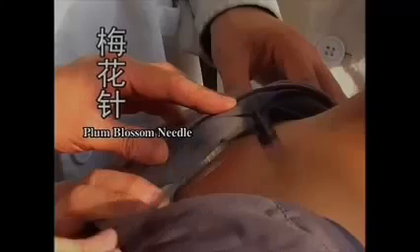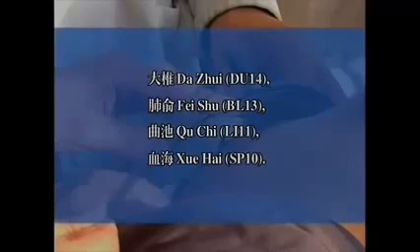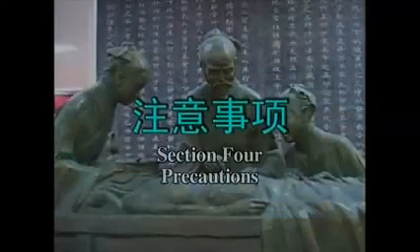3. Plum blossom needle. Select the points DU 14, bladder 13, large intestine 11, and spleen 10. Method: first tap with a plum blossom needle until the skin turns red or bleeds slightly. Follow with cupping of the area for 5 to 10 minutes. Treat twice per week.